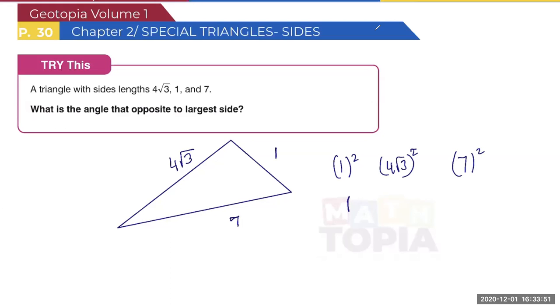Let's think this one through. This is 1. What is 4 root 3 squared? 48. 1 plus 48 equals 49, which is correct. That means it's a right triangle. This question would ask for the area of this figure as well. What will be the area of this figure? It would be 4 root 3 over 2, so 2 root 3. That is correct.